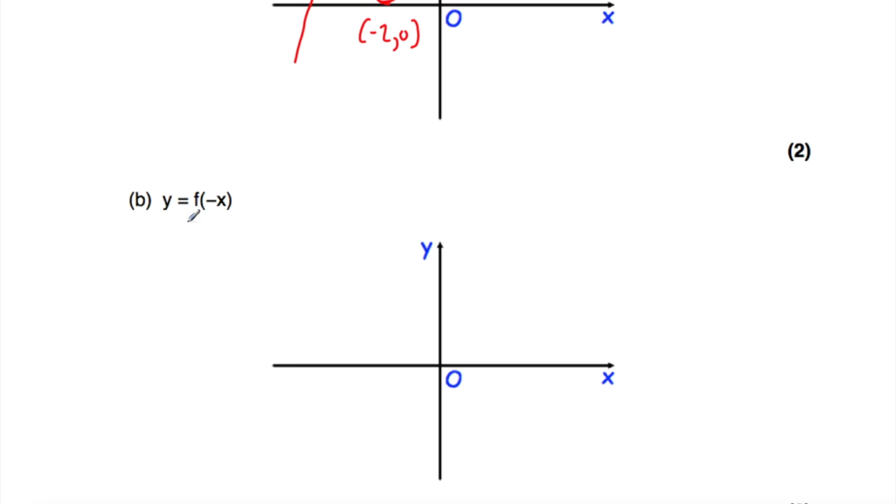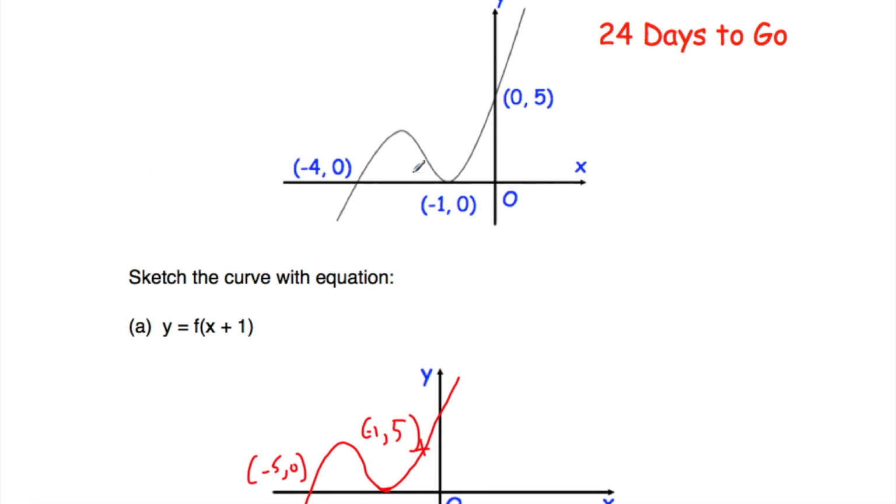Okay, so let's have a look at part B. So part B, we've got y equals f of -x. So that's a reflection, and because it's inside the brackets, it's going to be a reflection in the y-axis. So all the points that were on the left-hand side will move to the right-hand side, and all the points that were on the right-hand side will move to the left-hand side, and any points that were on the y-axis will stay where they are. So let's sketch that.